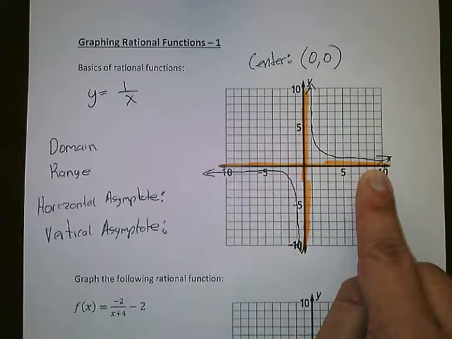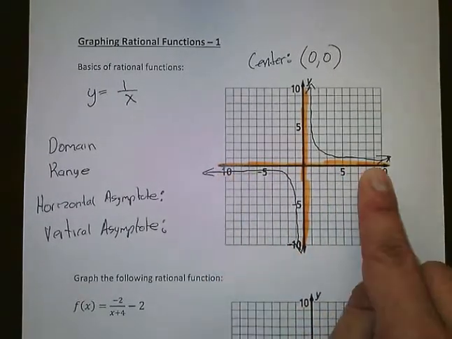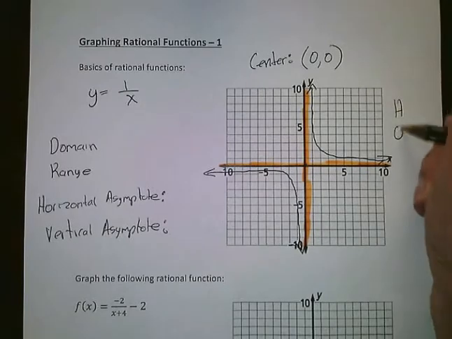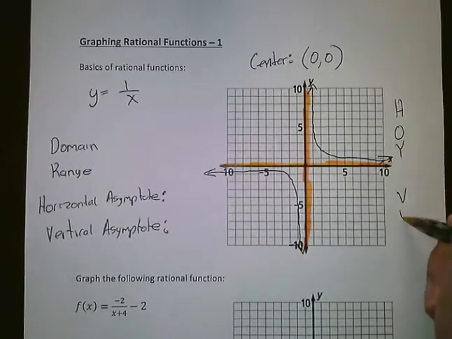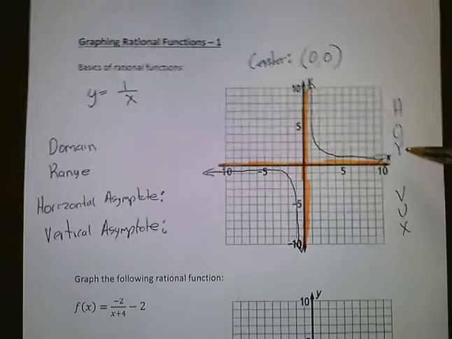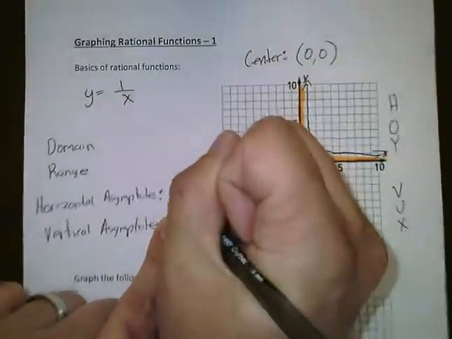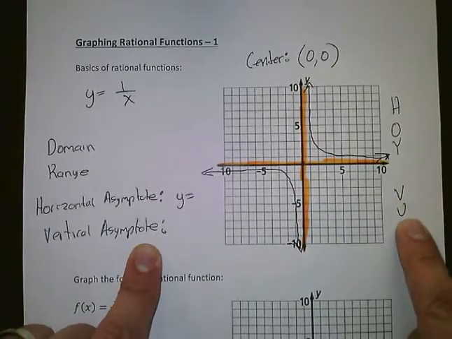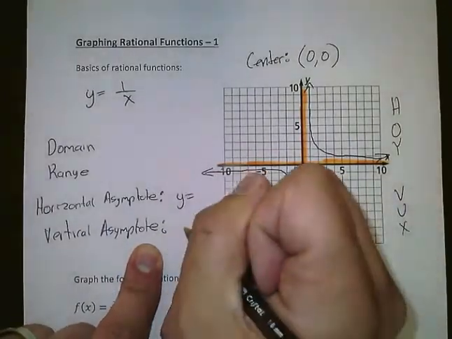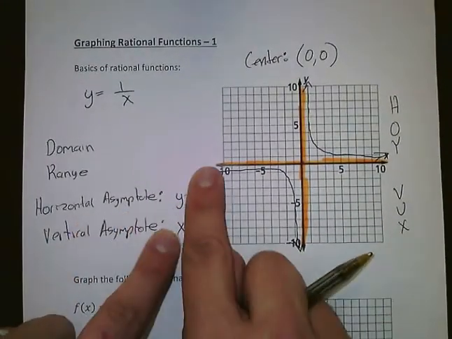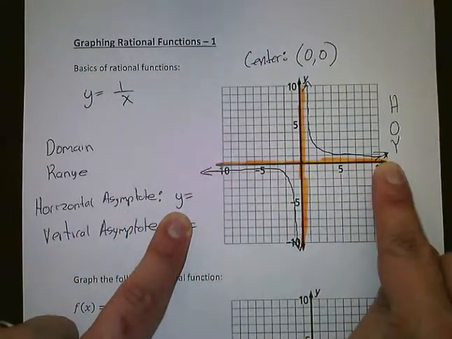It can be tough to think about how to write an equation of a horizontal line, but if we think back to Algebra 1, you think of HOY, H-O-Y, and VUX, V-U-X. HOY represents horizontal, 0 slope, and y equals for the equation. VUX is where vertical lines have an undefined slope and use x equals for their equation. So if I want a horizontal asymptote, I need to write the equation, and it's going to be a y equals.